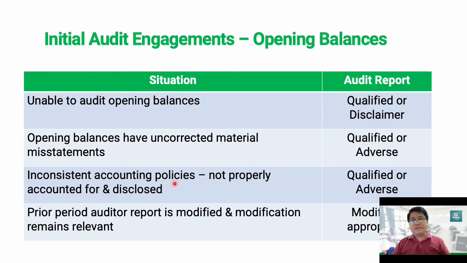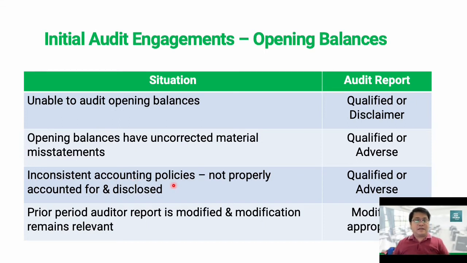In case it is justified, then we will issue an unmodified opinion and will include an explanatory paragraph, an emphasis of matter paragraph, drawing the attention of the users to the note explaining the reason for the change in accounting policy. This time we use an emphasis of matter paragraph because that information is contained in the financial statements.